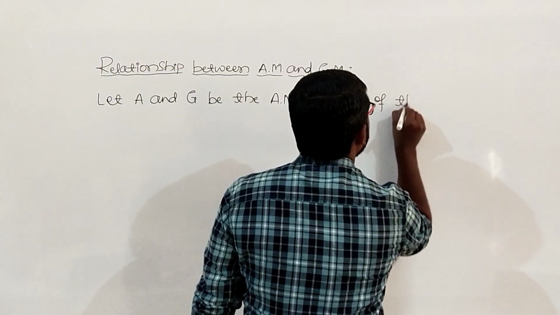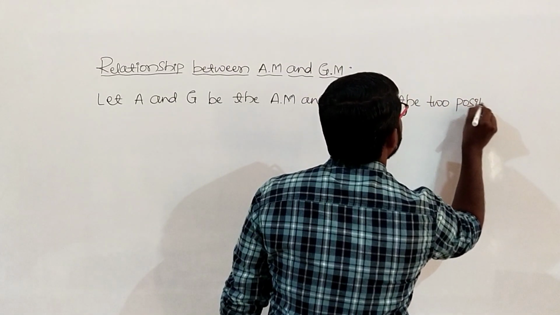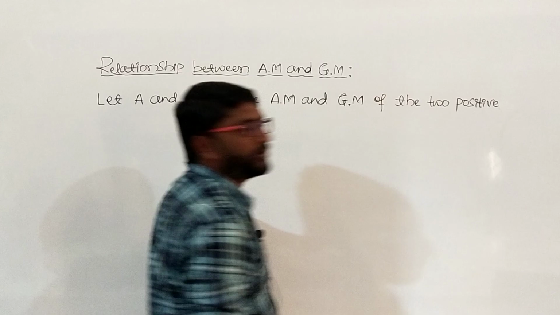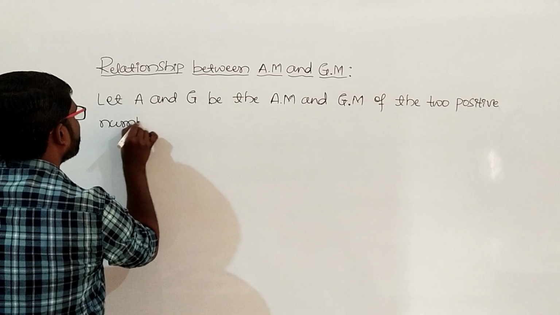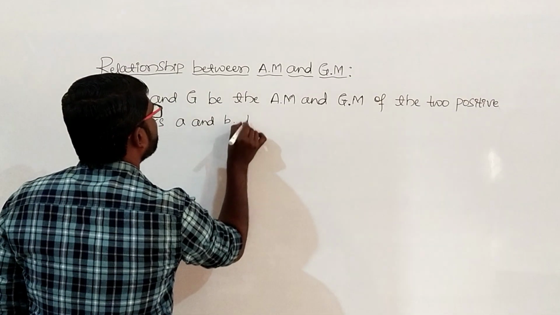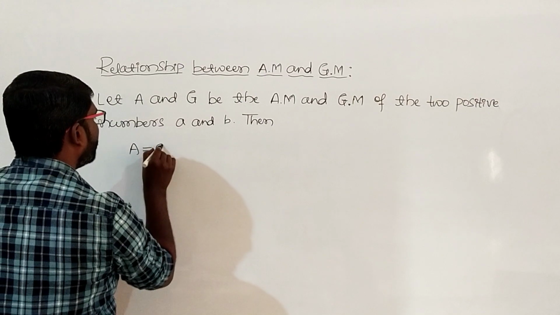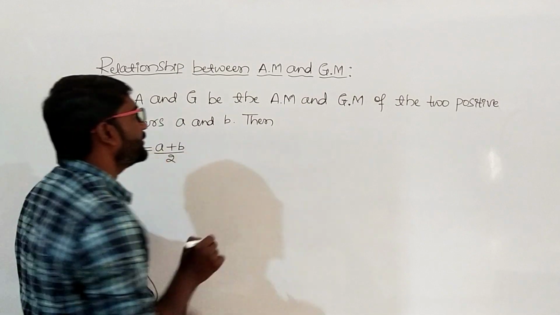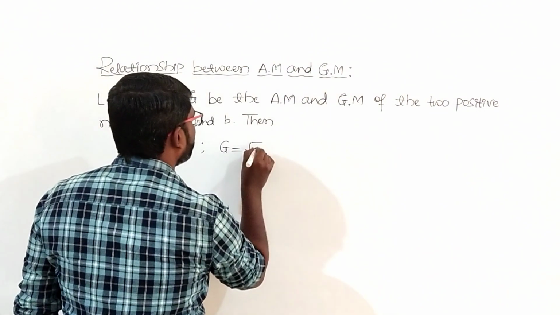Then we'll write A now. A is going to be a plus b by 2. This is the arithmetic mean. Now write the geometric mean. And capital G is equal to square root of ab.